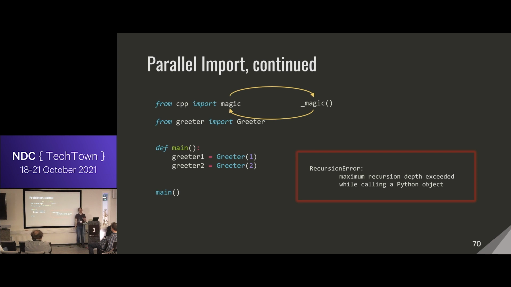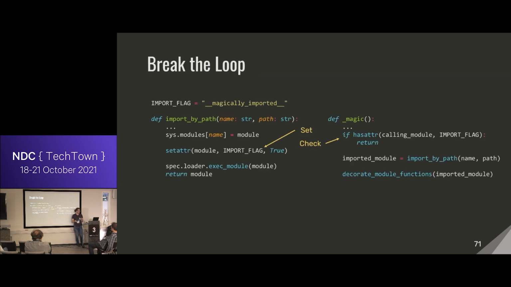In C or C++, we would use either pragma once or include guards. Here, I guess we'll use an include guard as well. When we import the module, using our parallel import function, we can add a flag into that module. Then, when we execute the magic, we check: does the flag exist or not? If the flag exists, we don't need to do any magic because we're doing it externally, and we can just continue. And this prevents the recursion error.